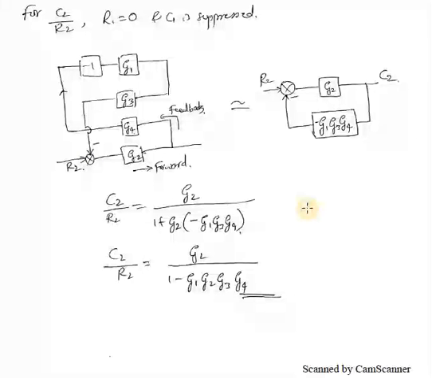So with this, we will conclude the block diagram reduction. In the next class, we will start with the signal flow graphs.